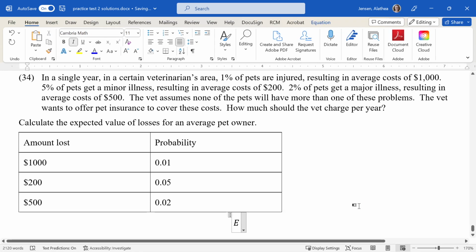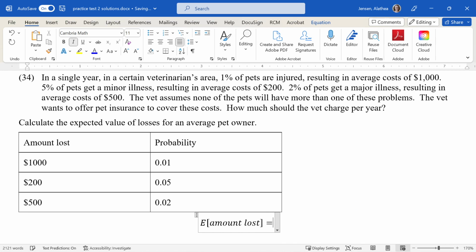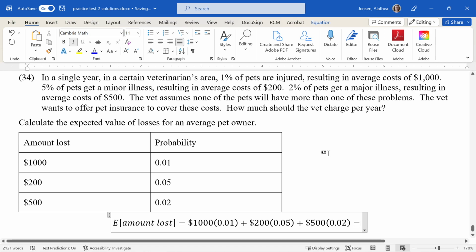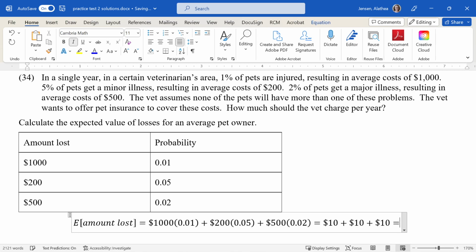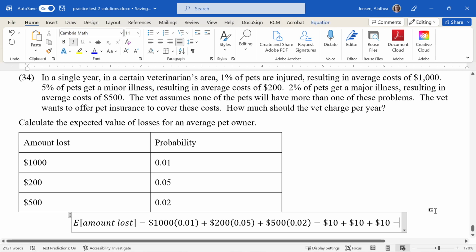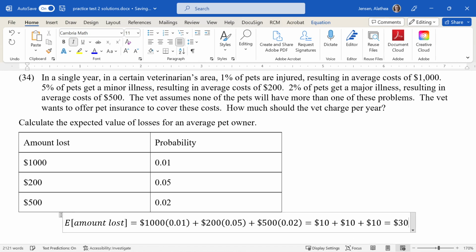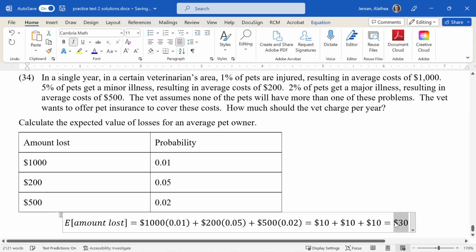So your expected value here of amount lost is going to be $1,000 times 0.01 plus $200 times 0.05 plus $500 times 0.02. I'm going to put that in a calculator, add it all up. So oddly enough, or maybe it's me trolling you guys because I wrote the problem, all 3 multiplications come to $10, so then we get $30 in total. So this is the average amount we would expect a pet owner in this vet's area to lose per year due to pet illness. So the question of how much should the vet charge per year?